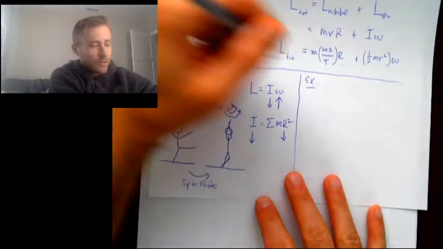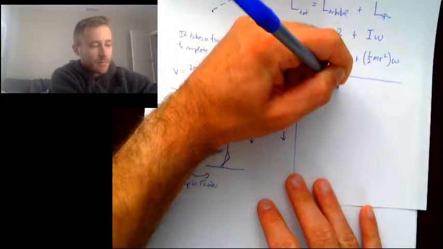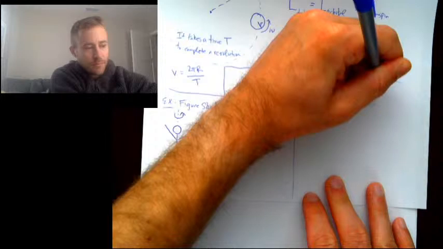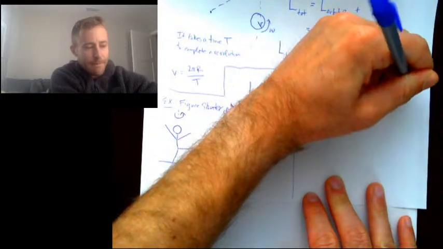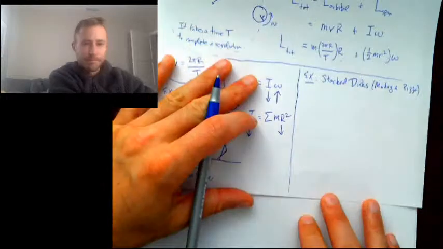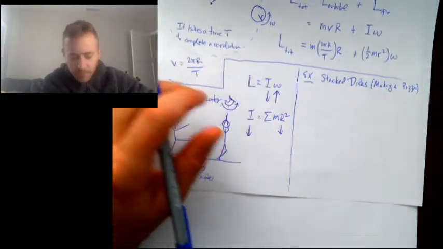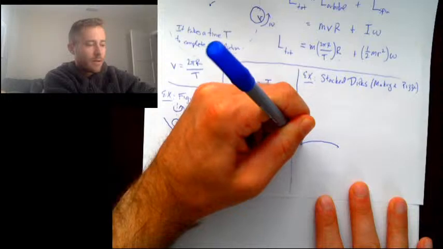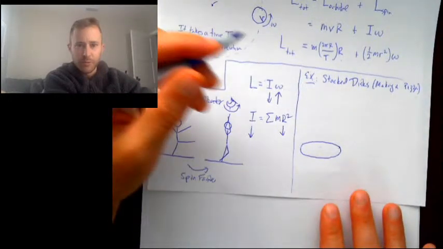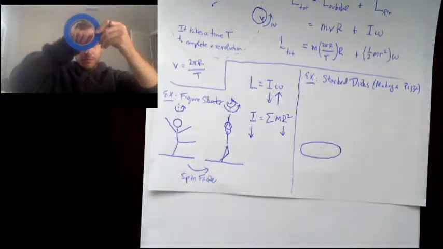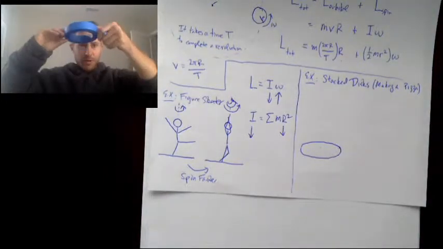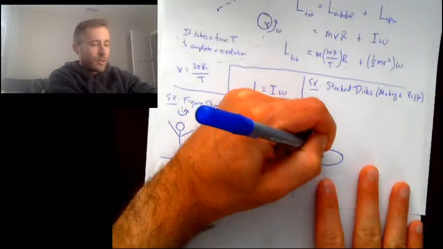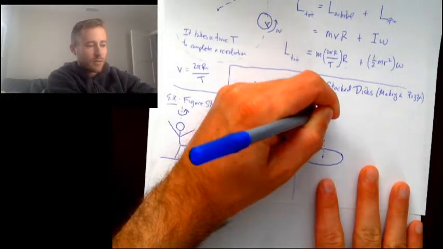Let's do another example. This is an example of stacked disks, and I'll put in parentheses, making a pizza. So let's say you're making a pizza. And so you've got the dough. And so this is kind of a 3D view. So the dough, we're not viewing the dough from the top, so it looks like a perfect circle. We're kind of viewing it from edge on, so it looks like an oval, like that. Okay. And the dough is spinning, because that's what you do with pizza dough to make it have its characteristic shape.